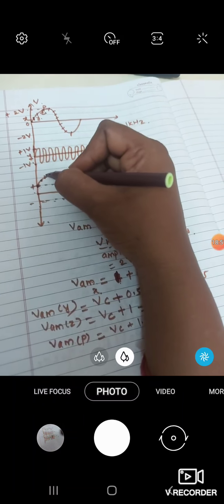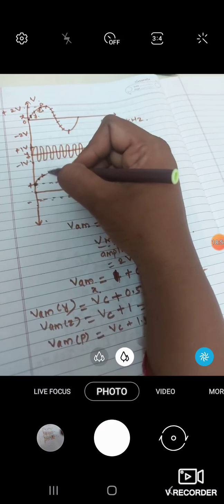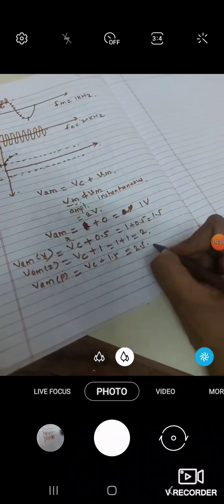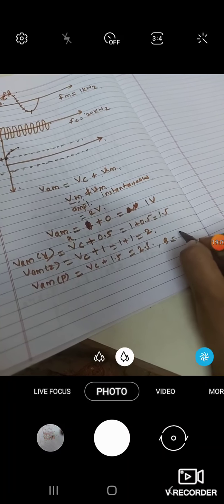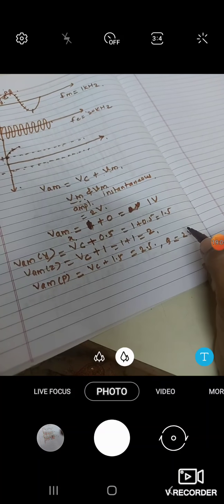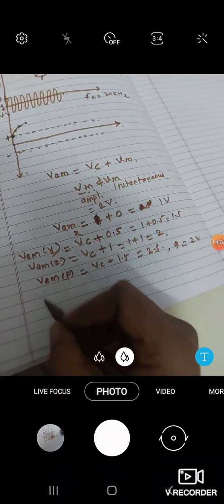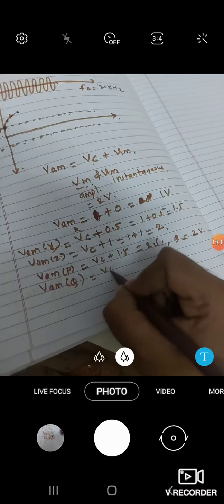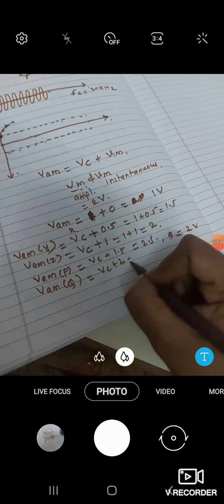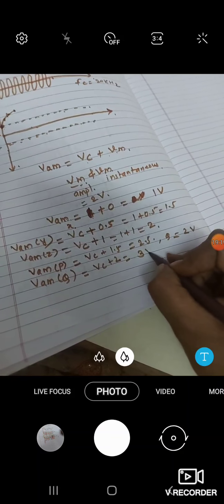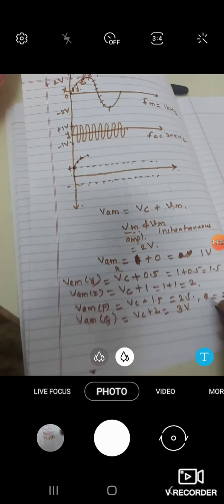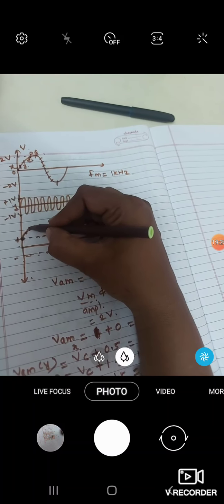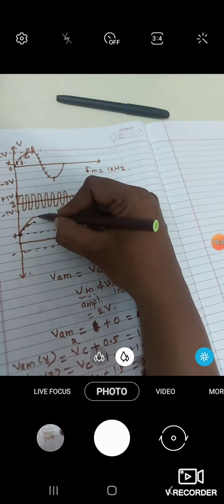And then next the value, let us say this is point Q. So at point Q the voltage is equal to 2 volt, or this modulating signal is having the value as 2 volt. So how will you find out the VAM at point Q? It is equal to VC plus 2 volt, so the voltage at point Q will be 3 volt. It will be continued like this.